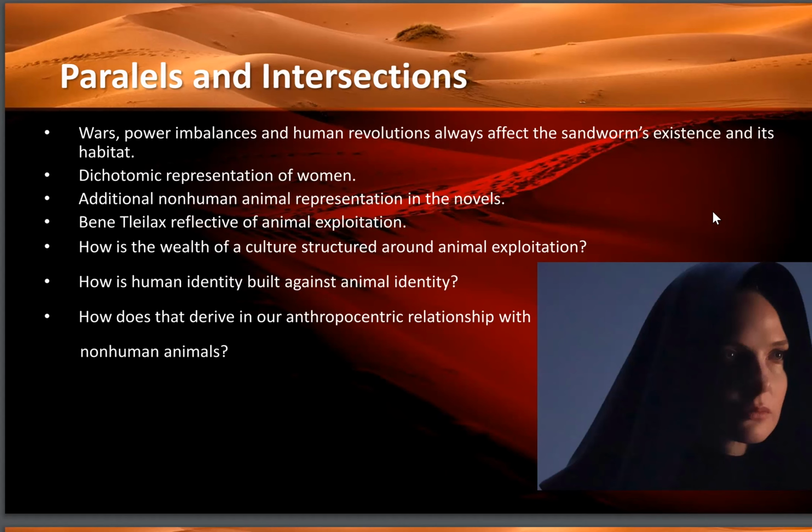So, having said all of this, my basic objectives so far are to explore the ethical consequences in Dune and the parallels between animal rights in fictional universes and the real world, and to examine how our anthropocentric relationship with non-human animals is portrayed within science fiction, as well as how human identity is built against animal identity. So if you have any feedback or questions, please let me know at the end of the session. Thank you very much.